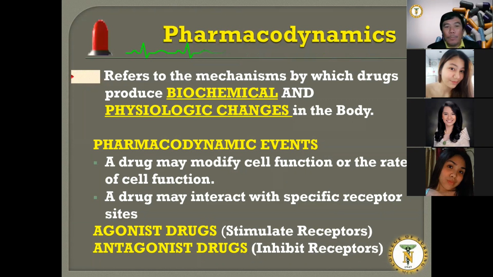Kaya pag sinabi nating histamine 2 antagonist, ibig sabihin yung antagonist inhibits the action of histamine 2. If we say naman histamine 2 agonist, na wala namang drug na ganon, histamine 2 agonist, these are drugs that stimulate histamine 2. So those are the difference of using agonist and antagonist.